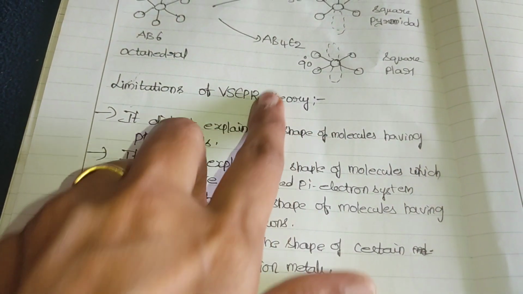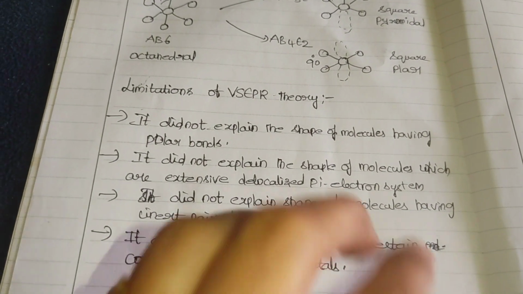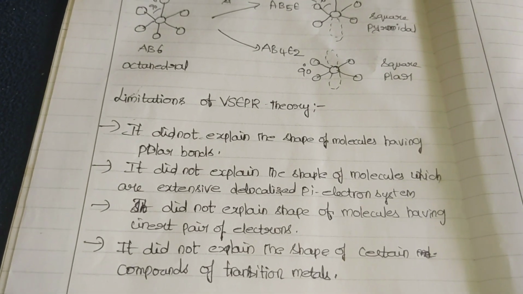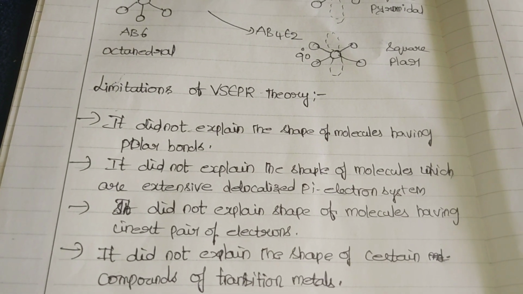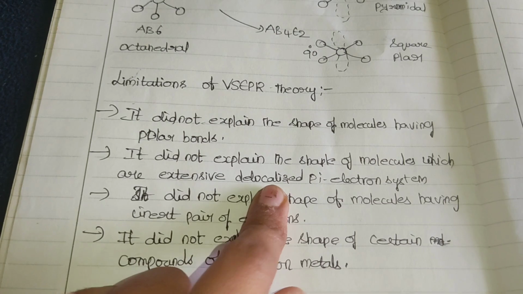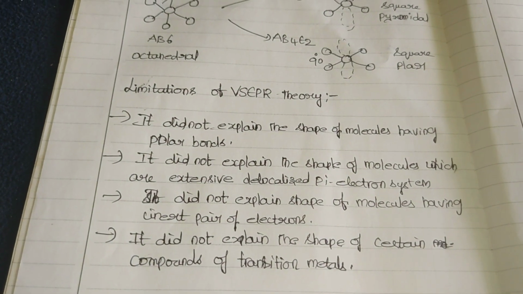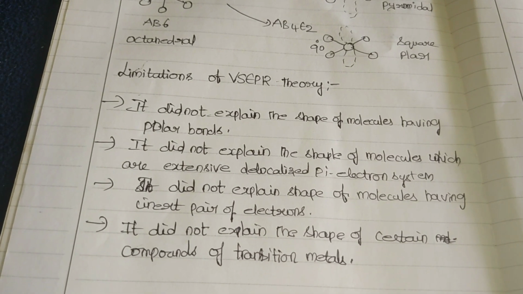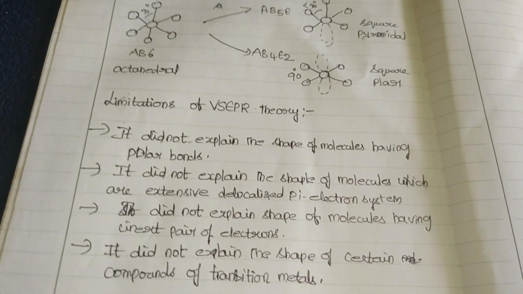So next, what are the limitations of VSEPR theory? It did not explain the shape of molecules having polar bonds, and even the shape of molecules with an extensively delocalized pi electron system. It also did not explain the shape of molecules having an inert pair of electrons, and certain compounds of transition metals also. These are the limitations of this theory. Thank you.